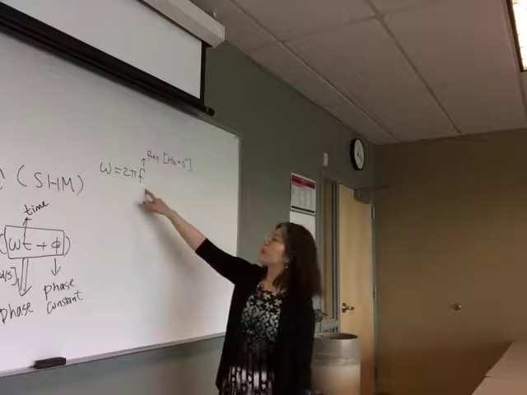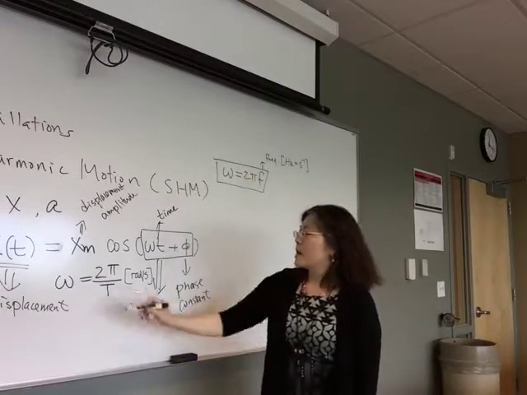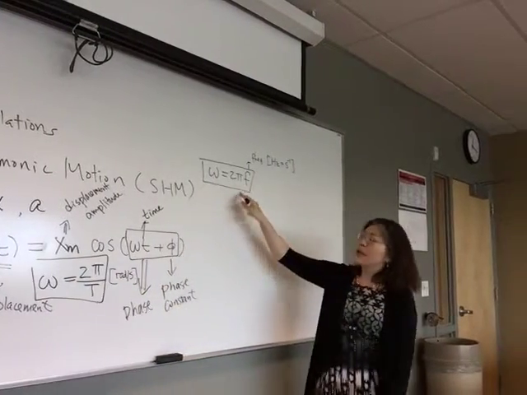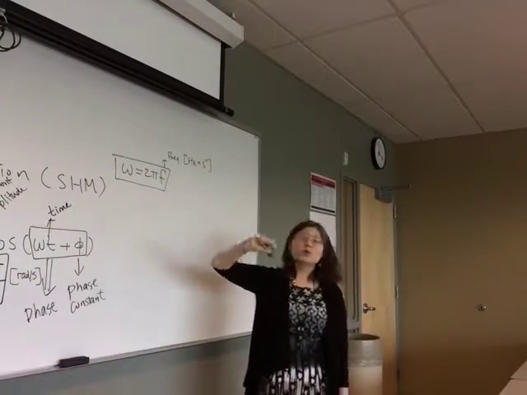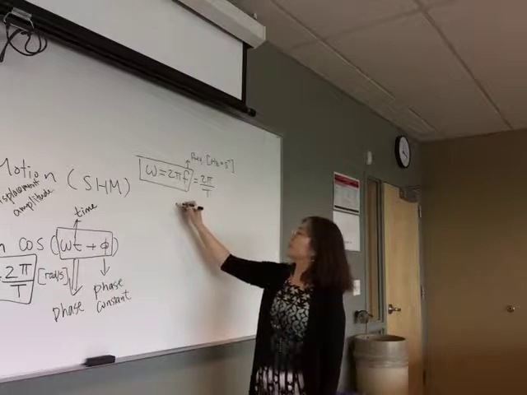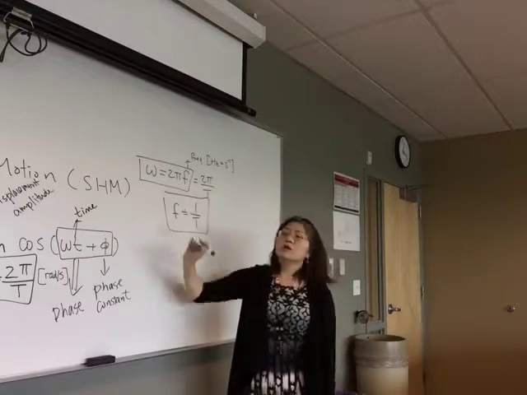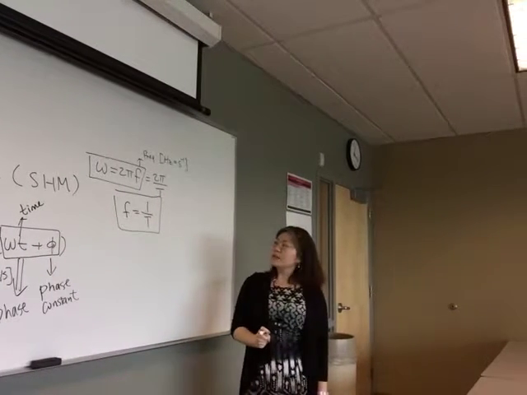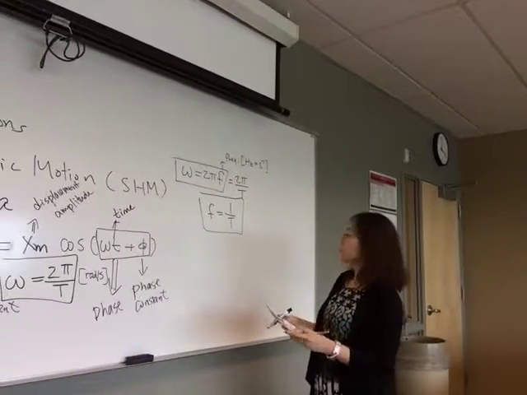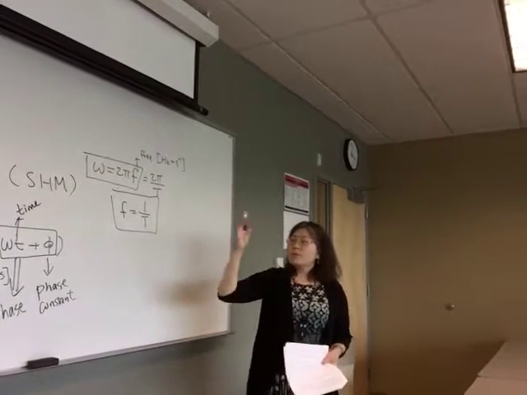So omega is equal to 2 pi f, and your omega is also equal to 2 pi over T. So in that case, when you set these equal, you'll find that your frequency and the period bear a simple relation like this. Okay, so frequency is equal to 1 over the period.